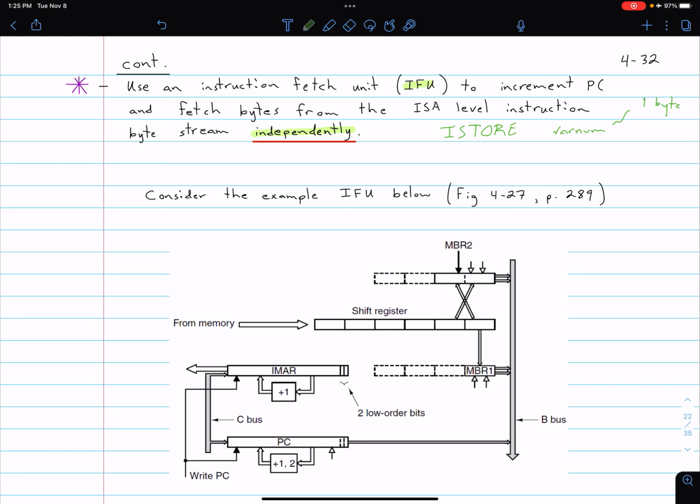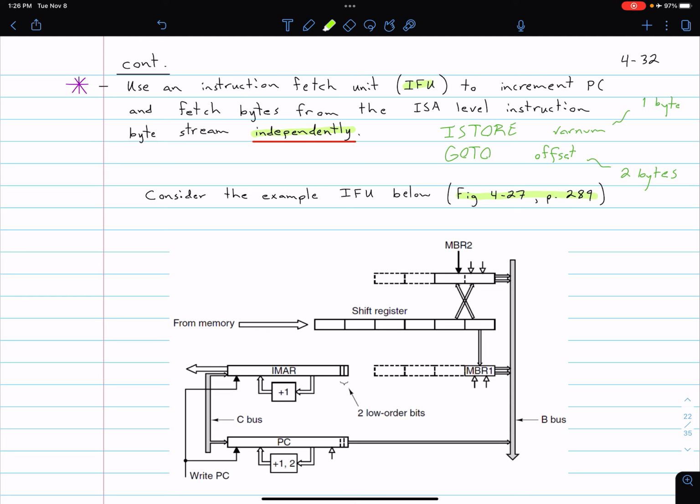If instead we were talking about our go to instruction, we know the operand for our go to instruction was called offset, and our offset was 2 bytes. And so in that case, our main execution unit would ask the IFU for 2 bytes. So now let's take a look at the actual example IFU that we're going to consider. And here I have the figure and page number in the textbook for where this is coming from.